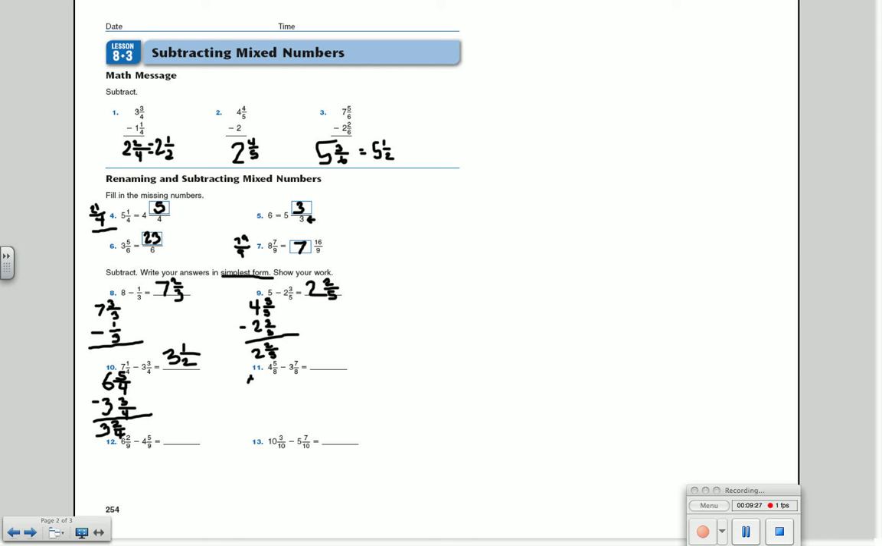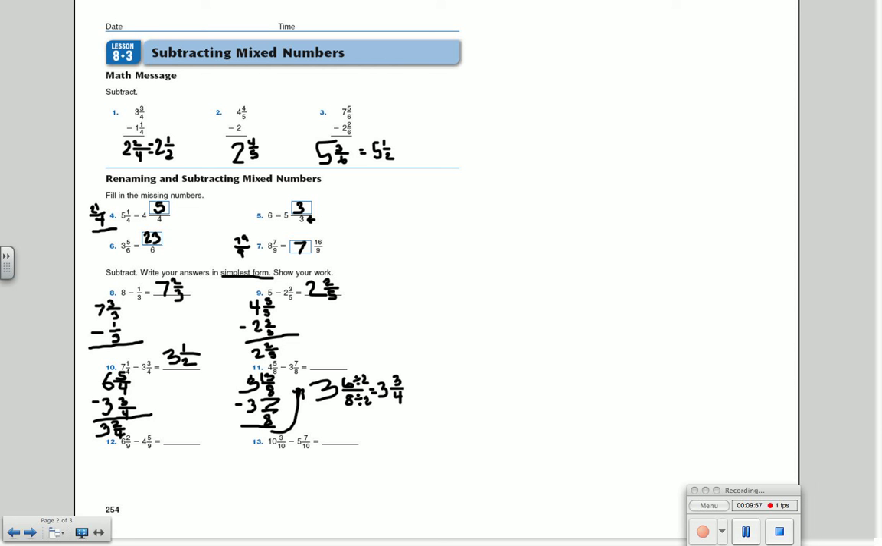So 4 5/8, the 4 is going to drop down to a 3, and of course I'm dealing with eighths, so I'm putting that down below. Now think to yourself, a whole is how many eighths? What am I going to add to the 5? If you said I'm going to add 8 to the 5, you are correct. So 8 plus 5 is 13, so it's 3 13/8 minus 3 7/8.